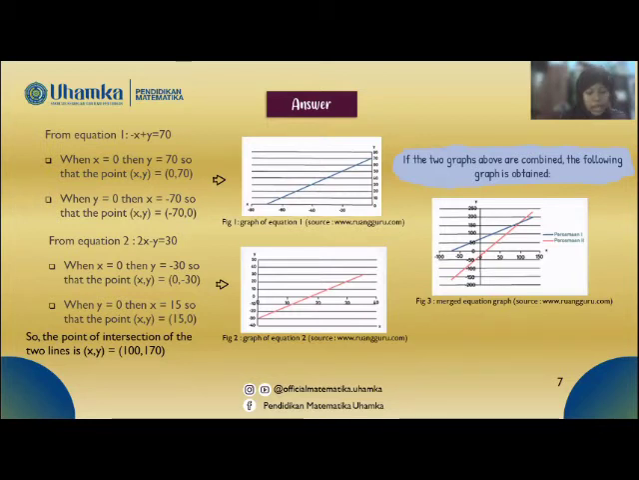The form of the graph can be seen on the side. Next, from the second equation, 2x minus y equals 30: when x equals 0, then y equals negative 30, so the point (x, y) equals (0, -30). When y equals 0, then x equals 15, so the point (x, y) equals (15, 0). The graph can be seen on the side. If the two graphs above are combined, the following graph is obtained. So the point of intersection of the two lines is (x, y) equals (100, 170).